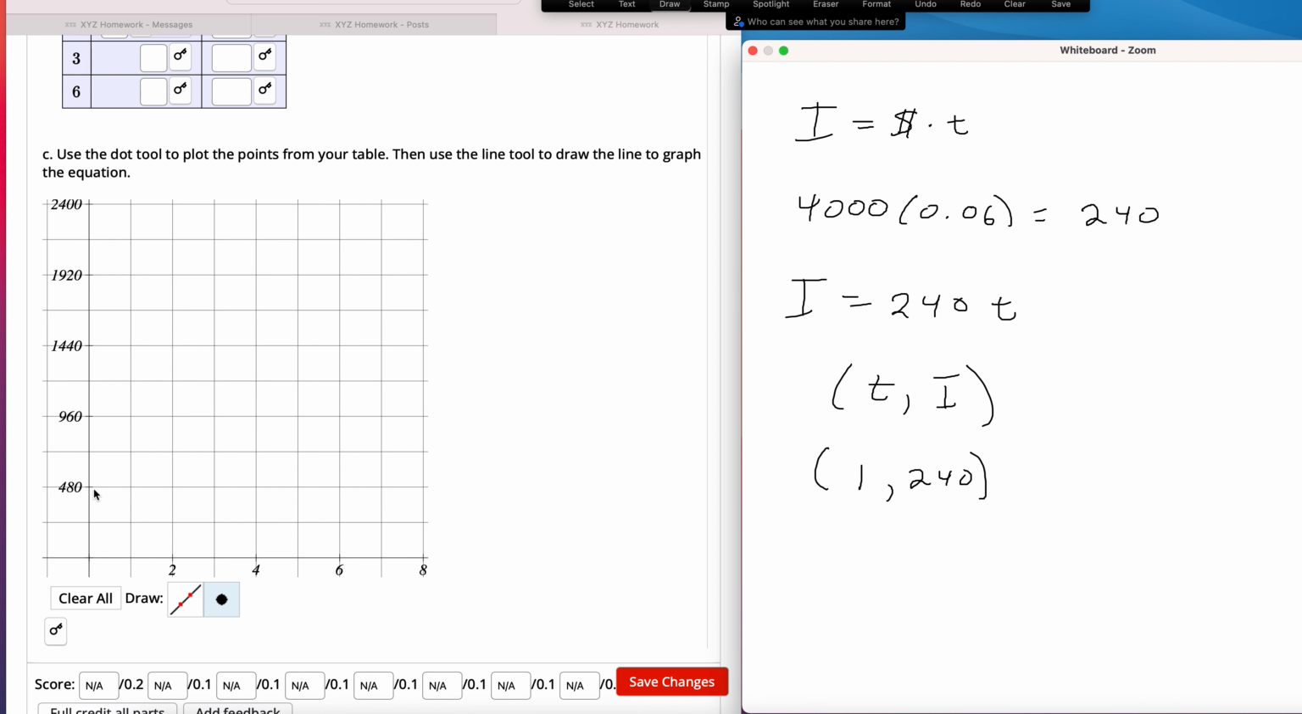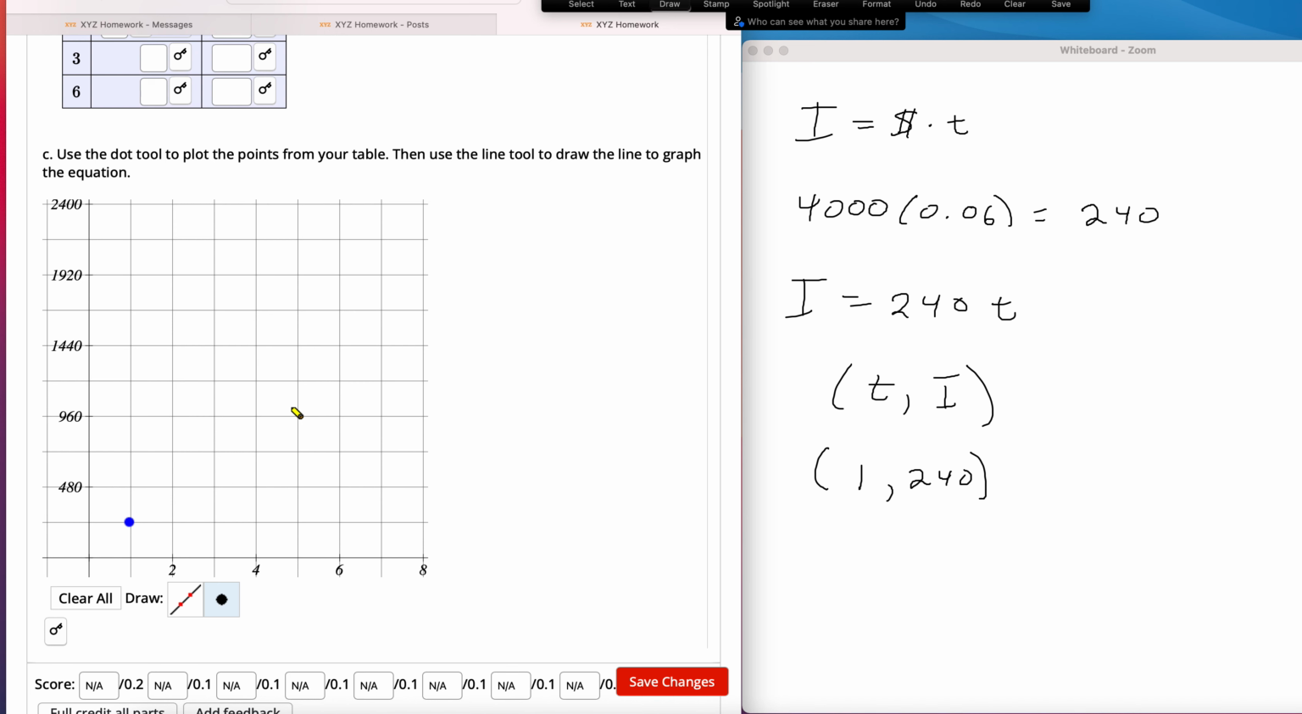And so notice that they're counting every other line. So, you know, if this is 0, so that would be 1, 2, 3, 4, etc. So for 1, we'd be right here. And then 2 boxes is 480. So if you divide 480 by 2, you get that this one is 240. So that means even though they're not labeled, when T is 1, I is 240. So your first dot would go right there.